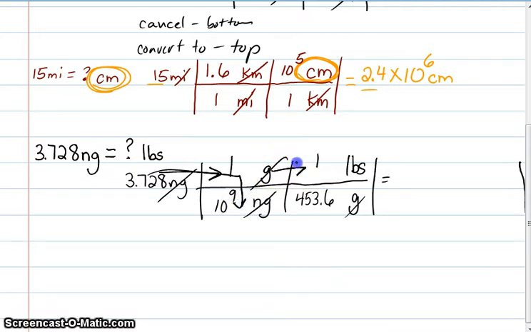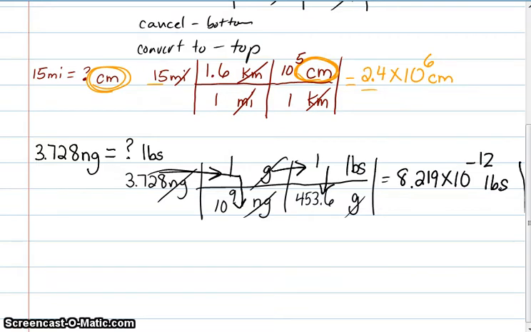Then I'm going to multiply that by 1. Do I really need to type that? No, I don't. Then I'm going to divide that by 453.6. Divided by 453.6 is 8, and I'm going to round this to the proper number of significant figures, which is 8.219 times 10 to the minus 12 pounds.